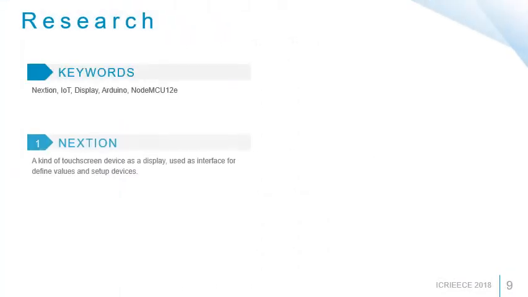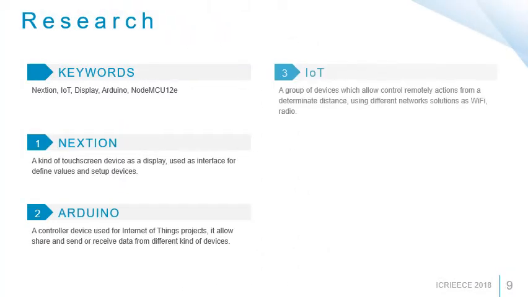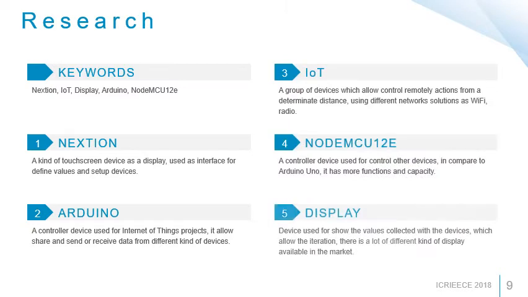The keywords used during the research are Nextion, IoT, display, Arduino, and NodeMCU12e. Nextion, a kind of touchscreen device used as a display, used as an interface for defining values and setting up the device. Arduino, a controller device used for Internet of Things projects. It allows sharing and sending or receiving data from different kinds of devices.